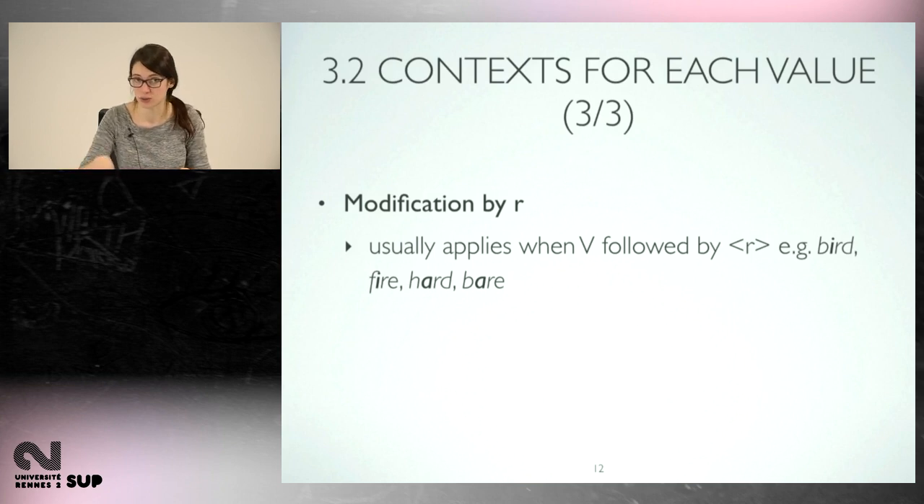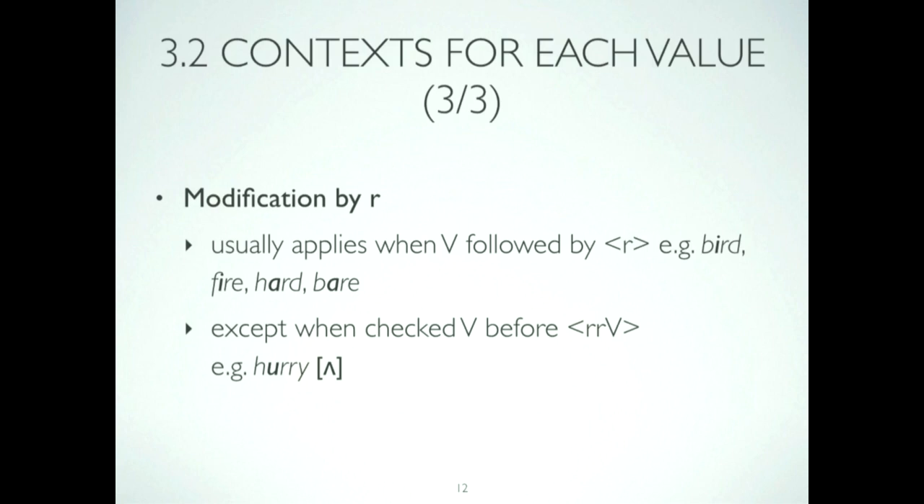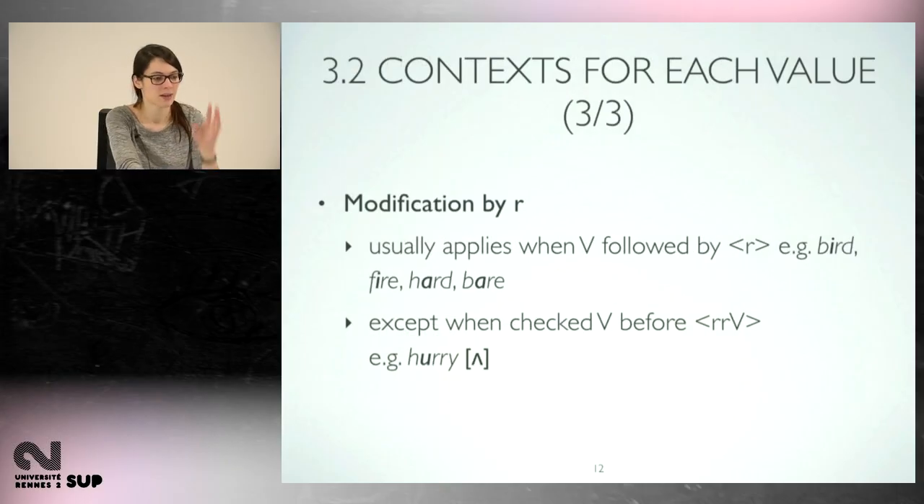When you have R after a vowel, usually the value of the vowel is modified by R in some way. There is one important exception to this rule. There are others, but they're not as important. The most important exception is when you have a checked vowel before a consonant cluster that is made of two R's. So when the consonant cluster is two R's, and it's followed by another vowel, you have no modification of the vowel.